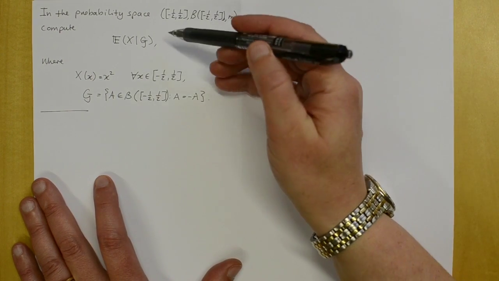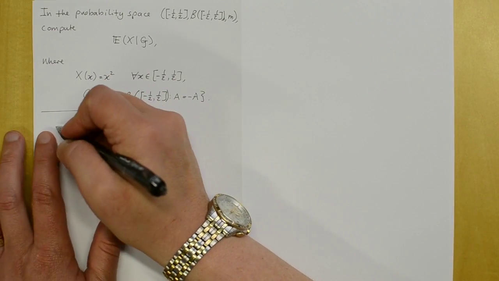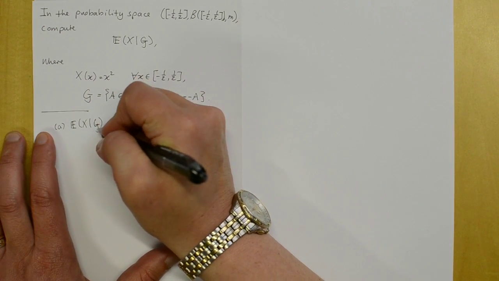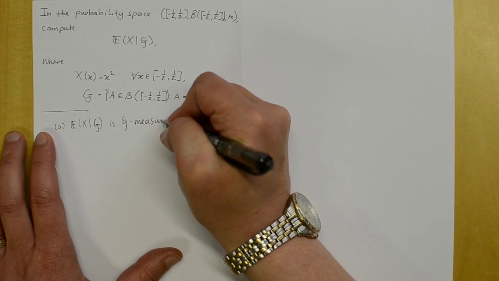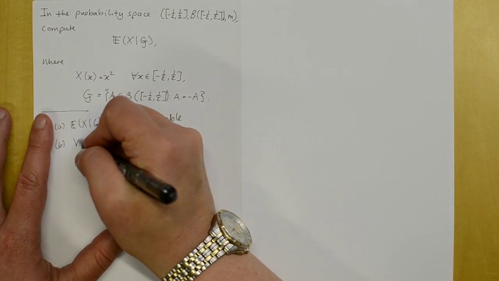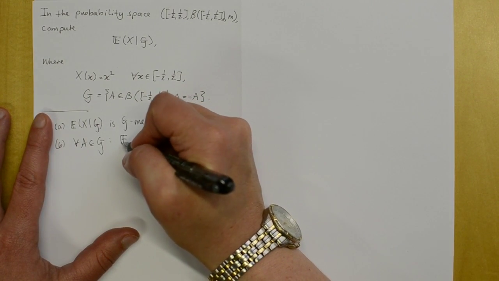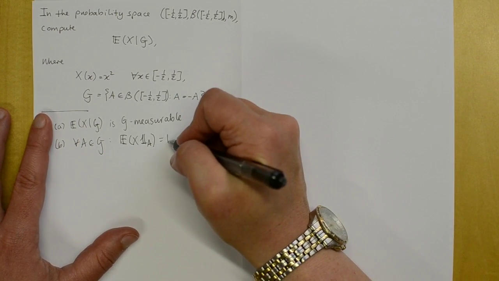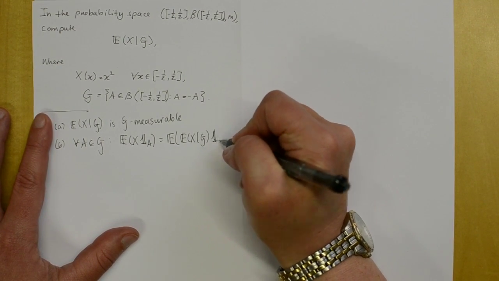Now, if we want to find the conditional expectation, we need to look at the two properties of conditional expectation. The first property is that the conditional expectation of X given G is G measurable. That's the first condition. And the second condition is that for all events A in the sigma field, we must have that the expected value of X times the indicator function of A is equal to the expected value of the conditional expectation multiplied by the indicator function of A.